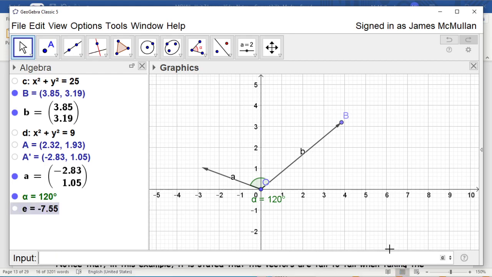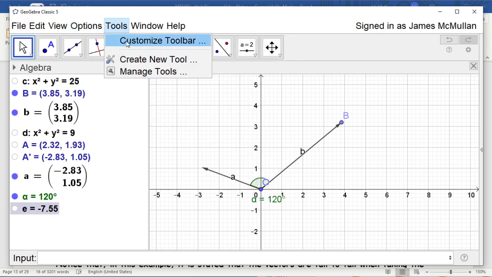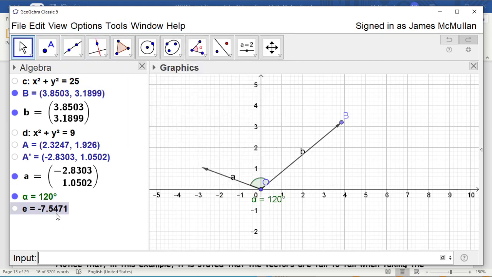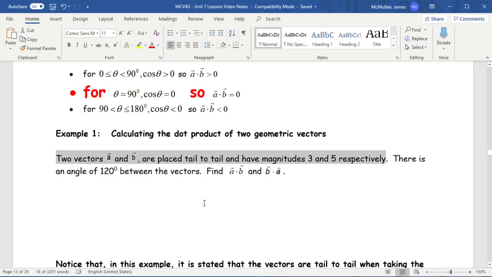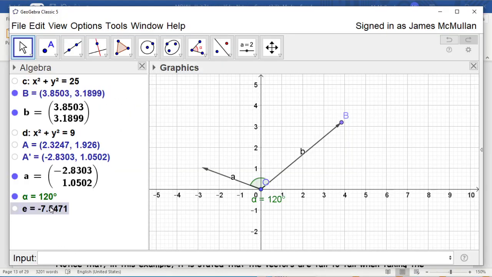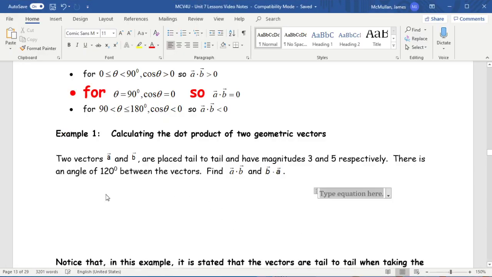So let's dot AB. It comes up with this number, negative 7.5471. Now, just for the sake of argument, let's do dot BA and dot AB. You see they're the same. So the order that you dot things in doesn't matter. You get the same answer either way. So let's see how you would do this.